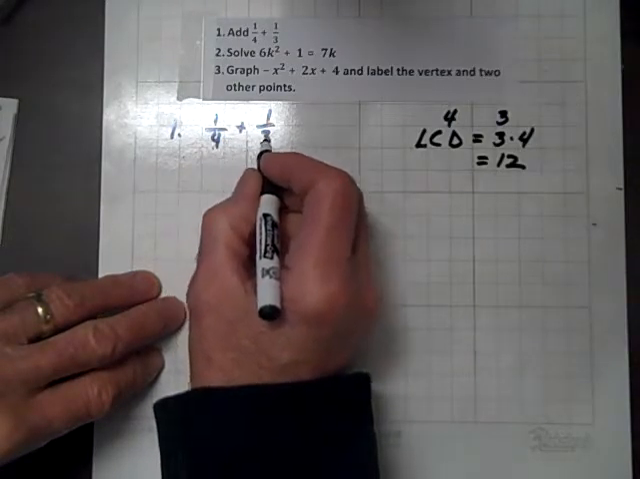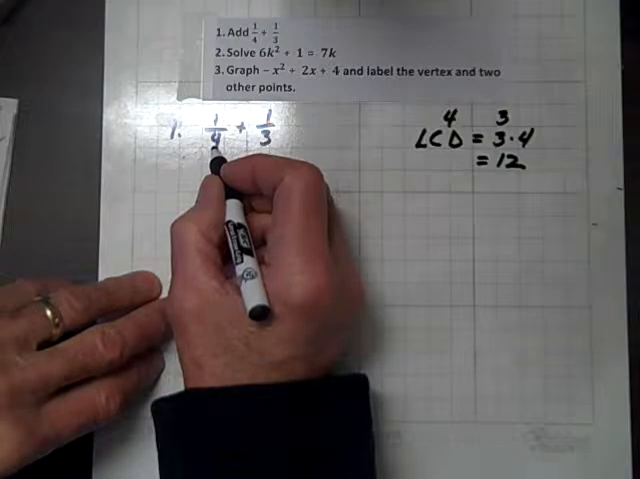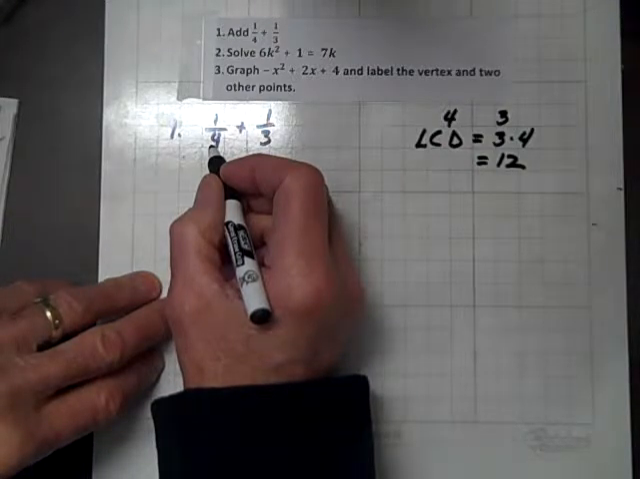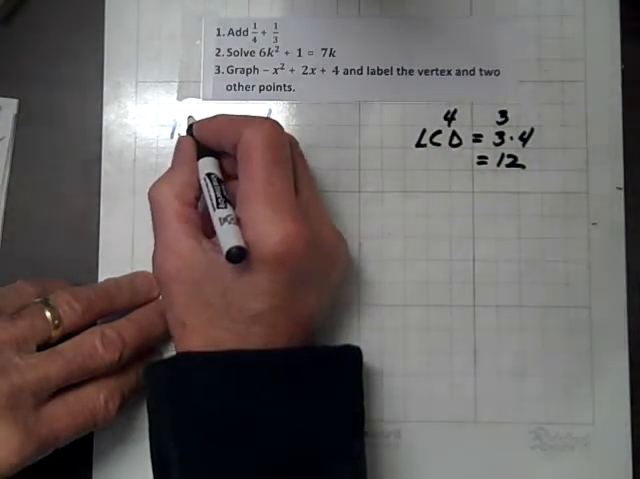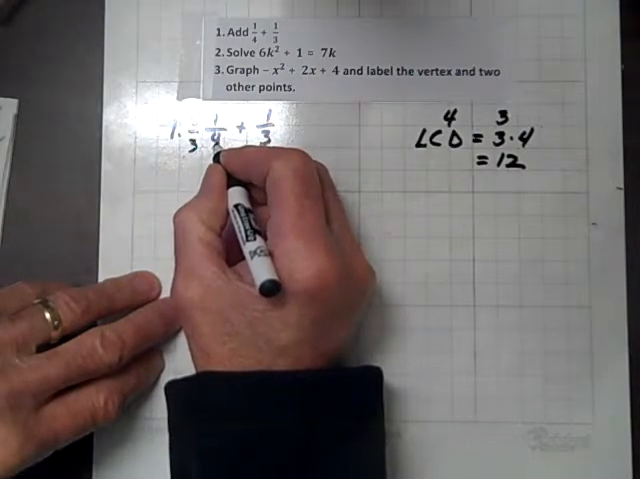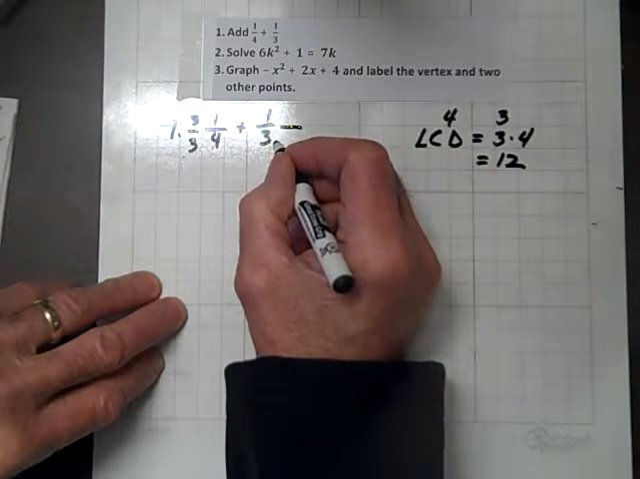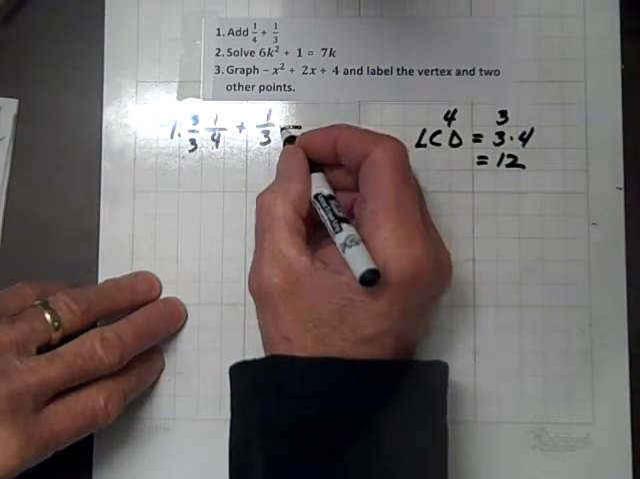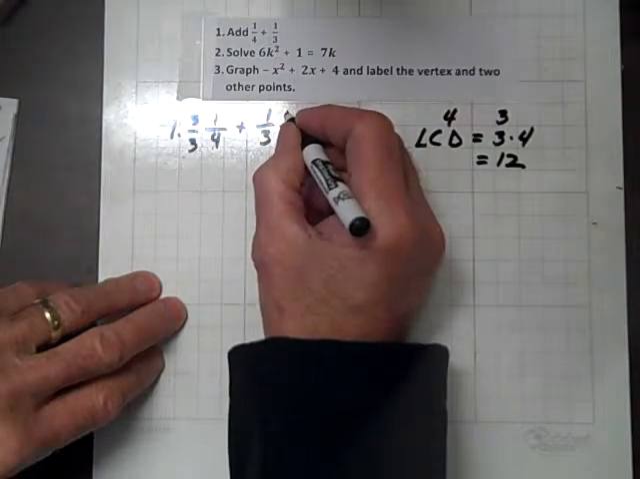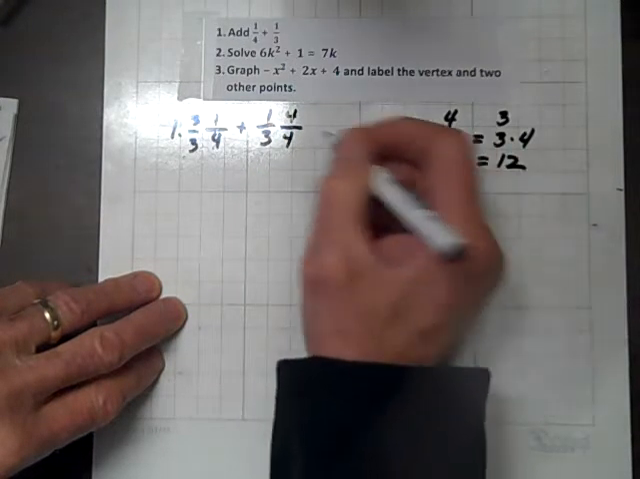Now, we need a 12 in each of these denominators. In order to get a 12 here, we'll multiply by 1 in the form of 3 over 3. And 3 times 4 is 12. In order to get a 12 in this denominator, we'll multiply by 1 in the form of 4 over 4. And 3 times 4 is 12.